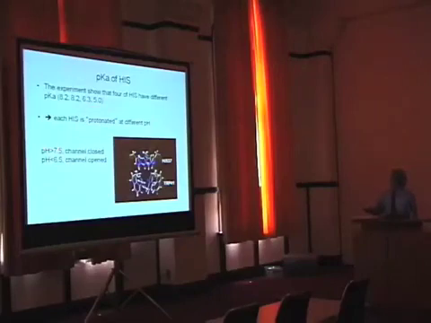When pH is greater than 7.5, the neutral case, the channel is closed. But when pH is less than 6.5, the acidic side, the channel is open, so protons can permeate through the channel. This opening occurs due to the Coulomb interaction between protons, the repulsive Coulomb interaction.